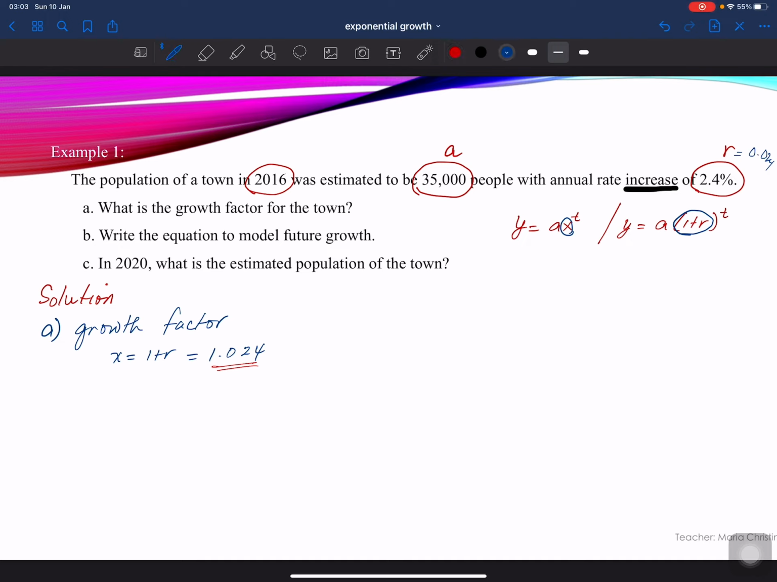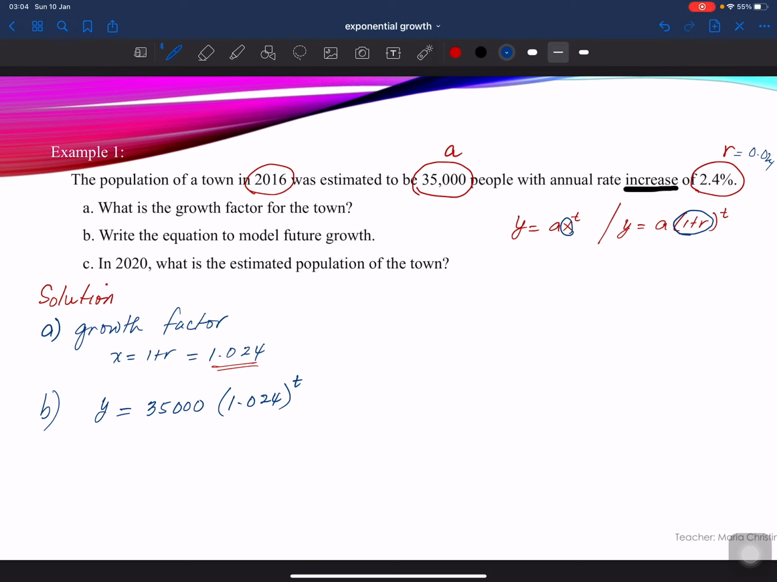Then let's have letter B. Write the equation to model the future growth. So y, you have your a here, and you have your r, or you have your growth factor. So you can just have y is equal to 35,000 times 1.024 to the t, and that is your letter B.